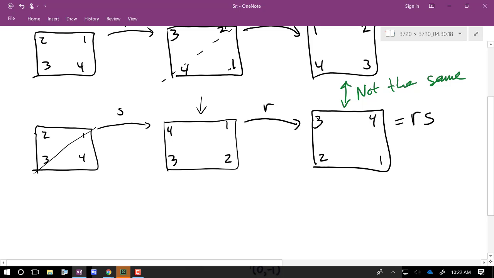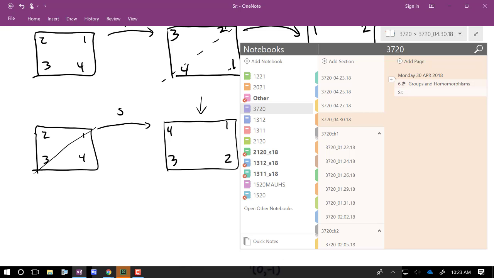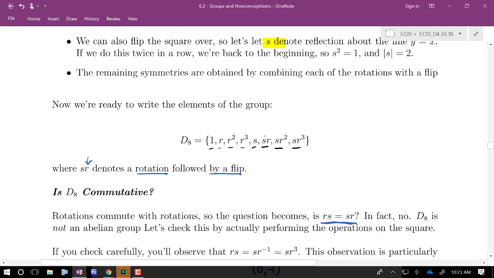Now, what we're going to try to figure out is what RS is equal to, because the way we've written out these operations, we wrote them as SR, SR squared, SR cubed. So we know that RS is not equal to SR, but is RS a new element that we didn't write down, or is it another one? I mean, it seems like it should already be accounted for here, because it's still one of the operations. Physically, there's only 8 positions that you can get when you either rotate or flip the square.